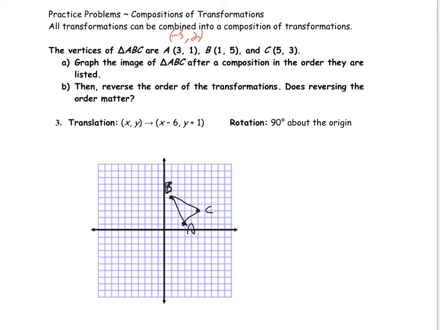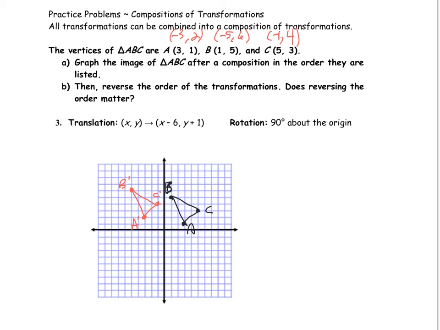Point A, if you go down to your graph and you just count over to the left 6 and up 1, all right, you're at negative 3, 2. So negative 6 plus 1. We're going to graph those points and label them. This is going to be A prime. Okay, B prime is going to be at negative 5, 6. Make the correct notations. C is at negative 1, 4. Use prime notation.